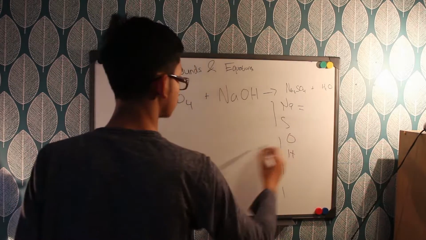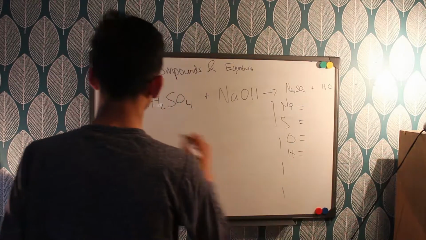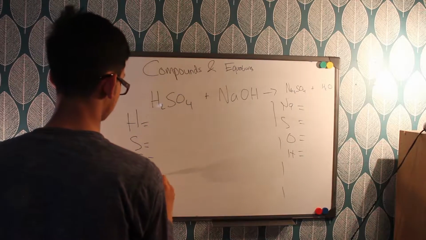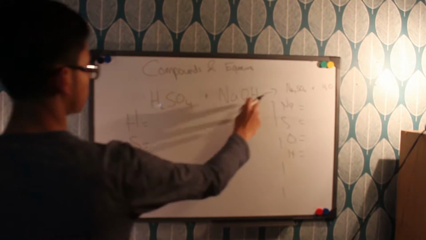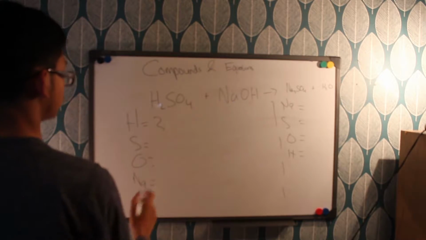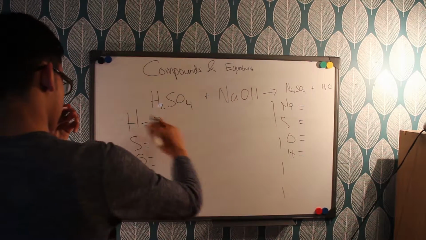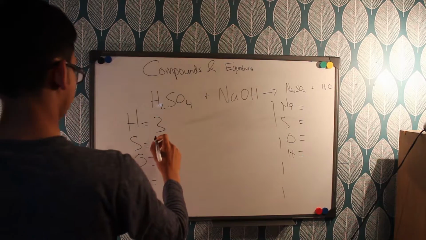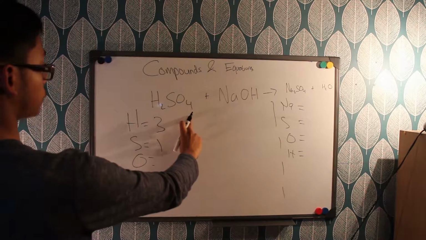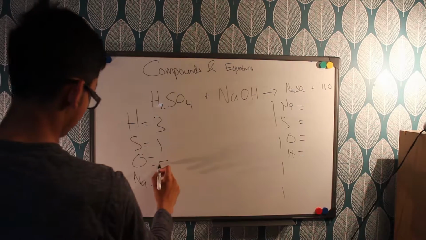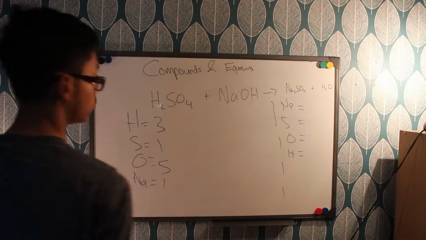So I'm going to state the number of each element in these equations. There's 2 hydrogen there, another hydrogen there, so that's 2 plus 1, which is 3. There's 1 sulfur here, no other sulfur in this part of the reaction, which is just 1. There's 4 oxygen plus 1 oxygen, that's 5 oxygen, and there's 1 sodium.